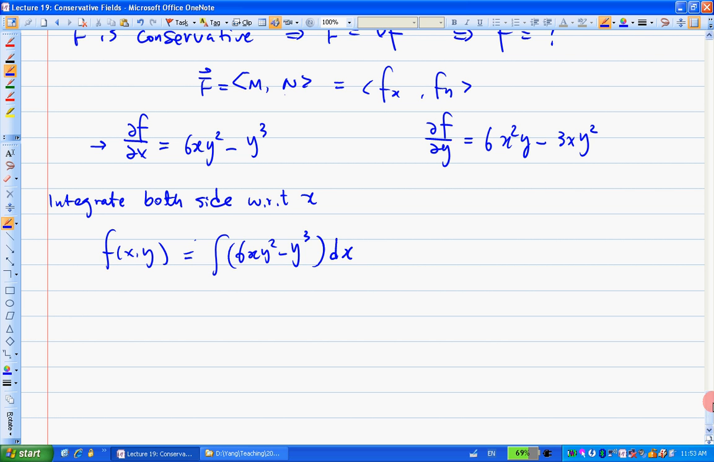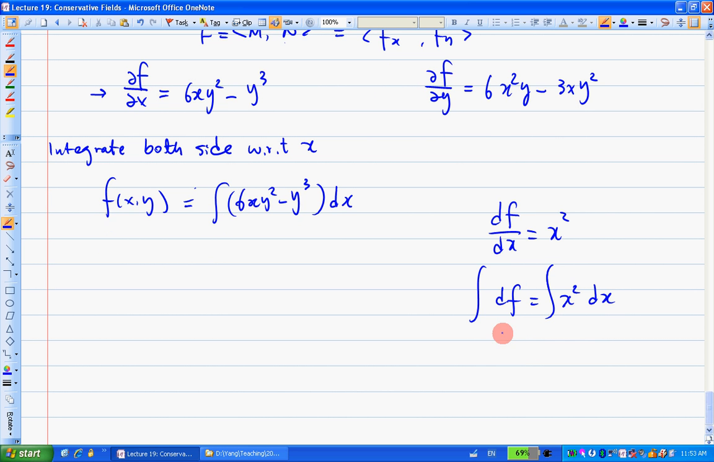But here's one thing. Let me put down this simple case here. When you're taking the derivative of a single variable function and you want to calculate f, you have df equals x squared dx, right? Then you integrate both sides, and you end up with f equals 1/3 x cubed. But don't forget what?